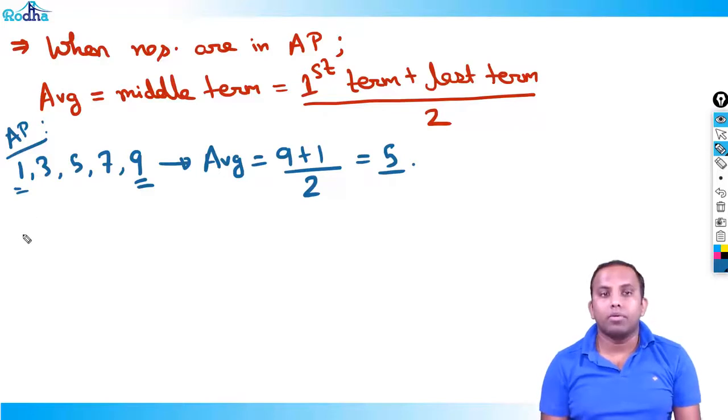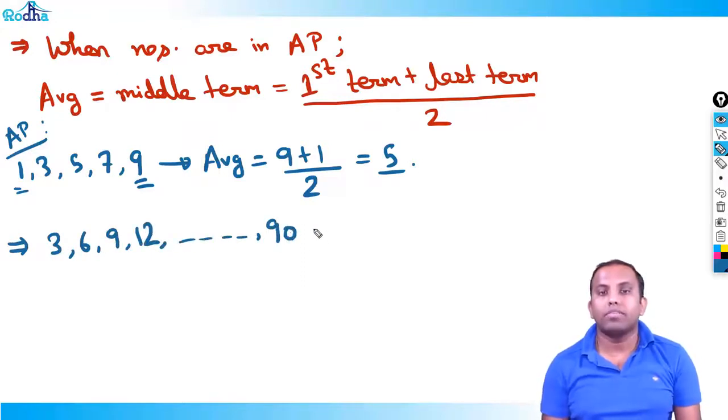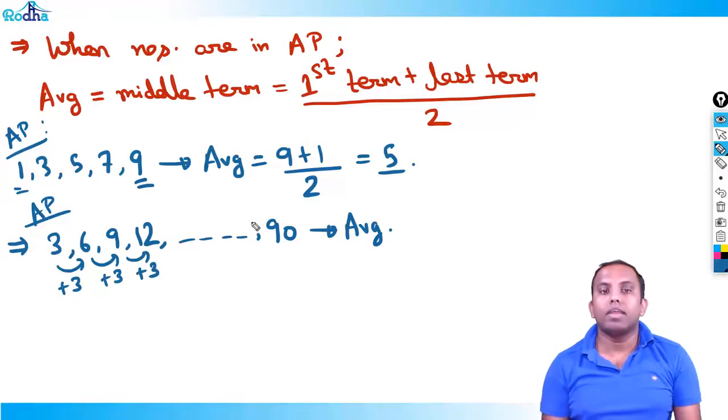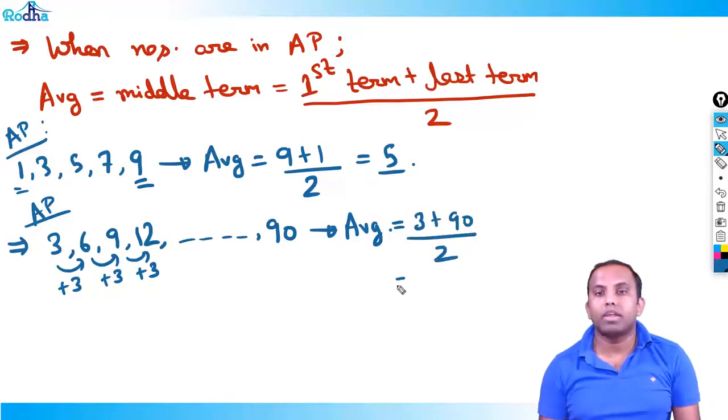Okay, any number, like suppose what is the average of 3, 6, 9, 12, just written till 90. What is the average? So I can see that this series is in AP, like 3 to 6, again difference plus 3, difference plus 3, difference plus 3, right? So this series is in AP. So what is the average? First term plus last term by 2 simply. That is 3 plus 90 by 2. That is 46.5. So the average of the series is 46.5, right?